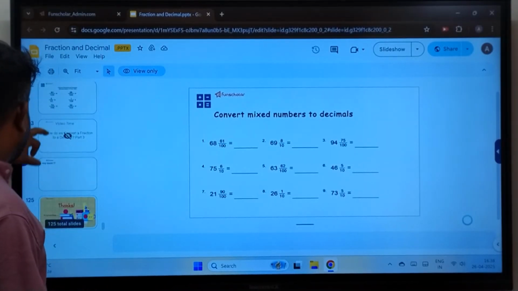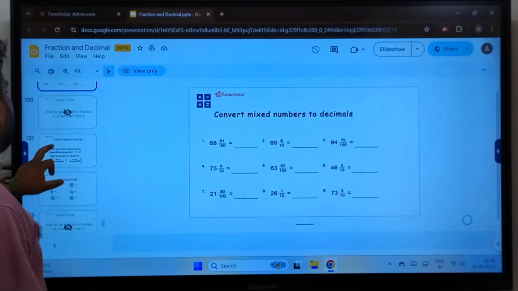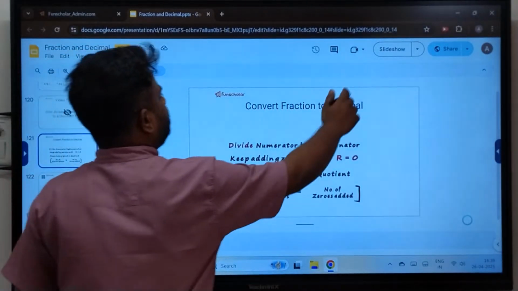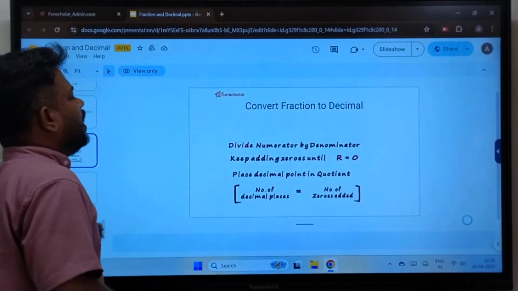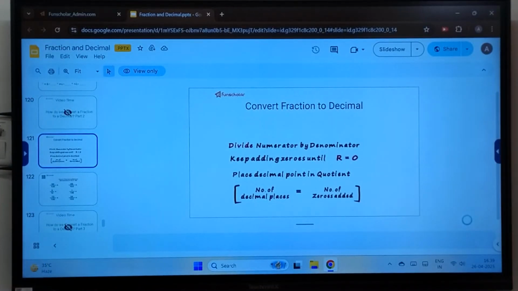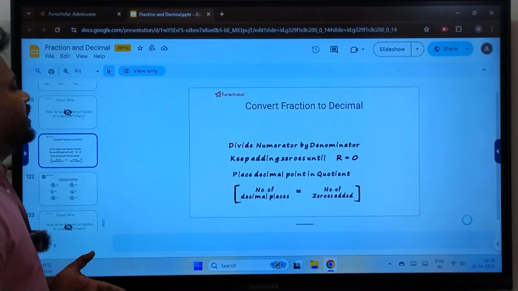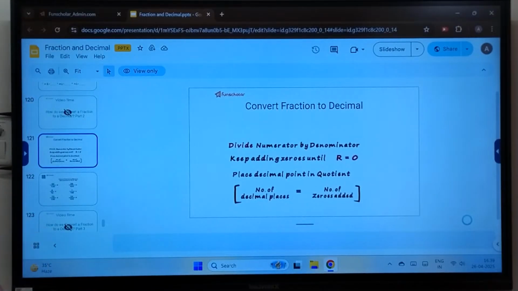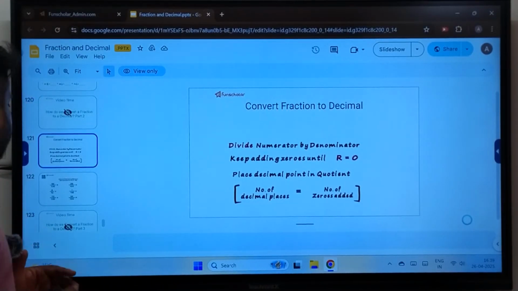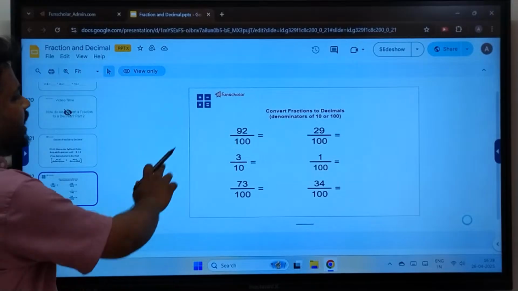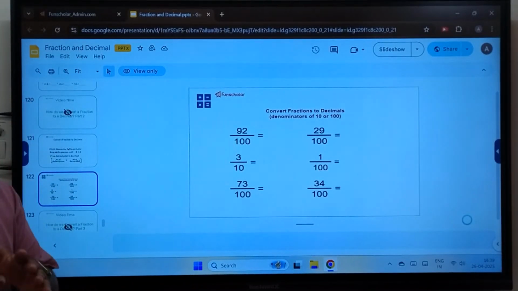Now we have almost finished this chapter. To convert a fraction into a decimal, divide the numerator by the denominator, keep adding zeros until the remainder is 0. This is just a general reminder. Just like in these examples, you can do it like this.